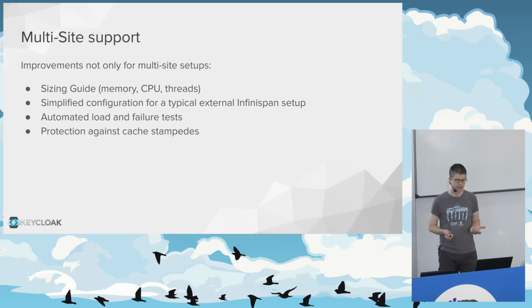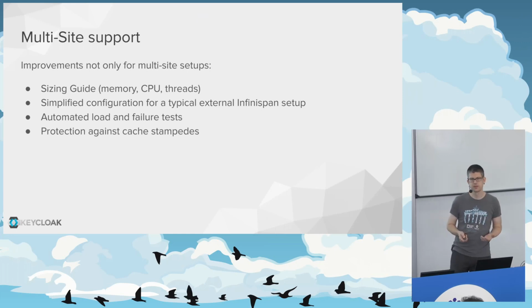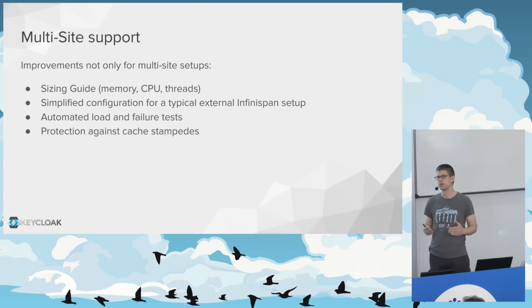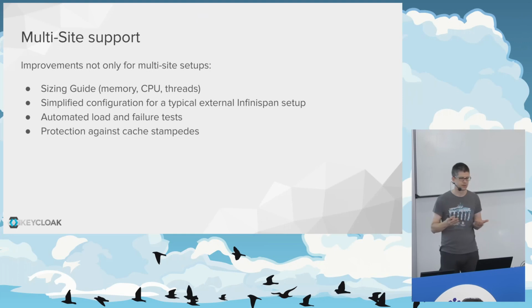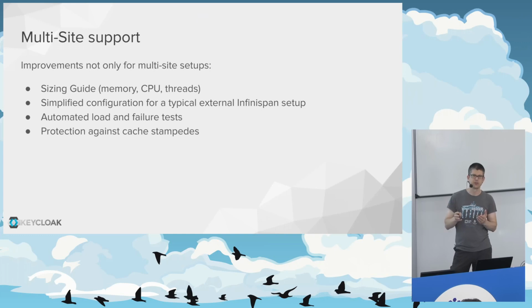There's also now a protection against cache stampedes. So the thing is, if you bring up a new pod, it will not have all the data that is in the database. It will have empty caches when it starts up. And when there are then multiple requests coming in, they all want to go to the database. Keycloak might then stall or be very slow at the beginning.